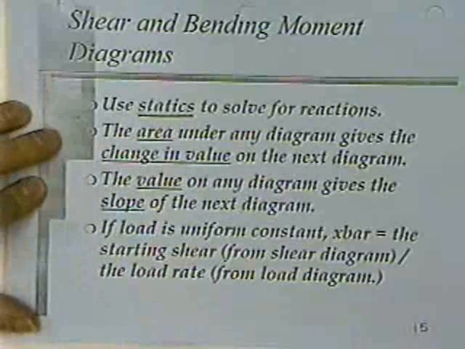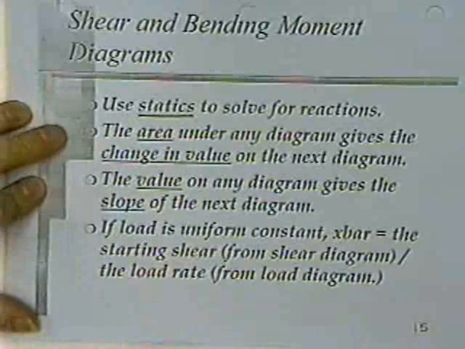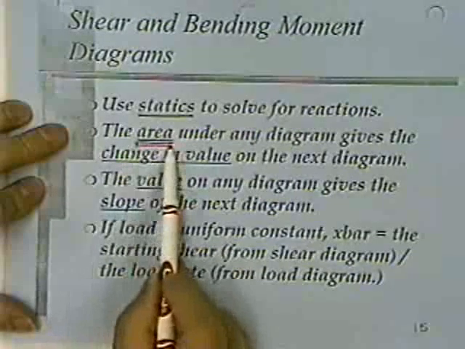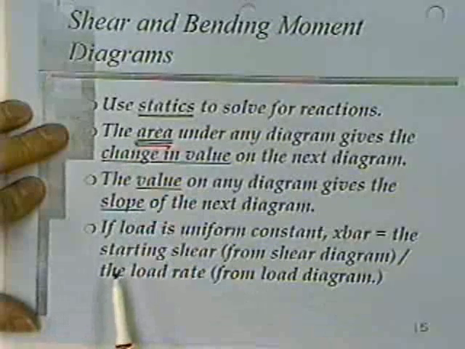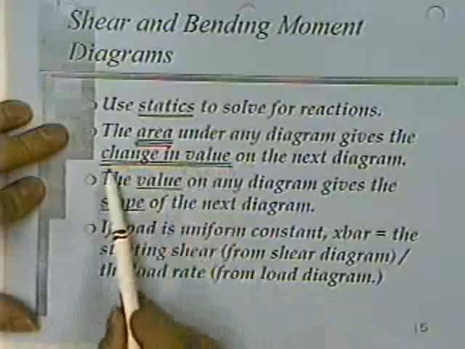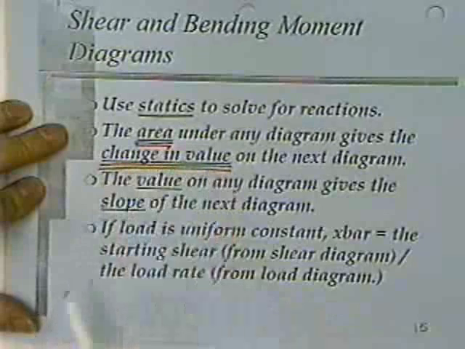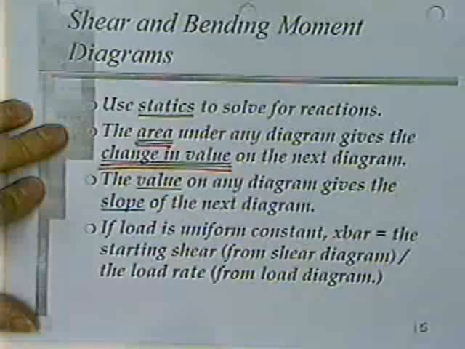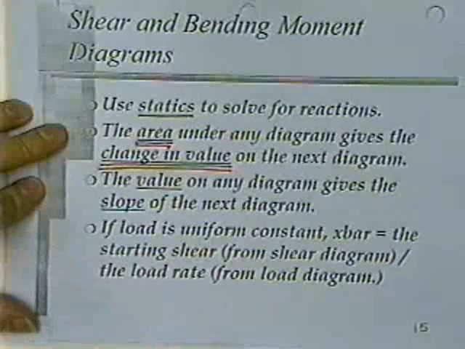Secondly, and we'll just go back to this slide, you'll find that any diagram you draw, if you can calculate how much area is underneath that diagram, it will predict for you, it will tell you how much the next diagram changes in its magnitude. So if I tell you that this diagram has an area of 6, then the next diagram is going to change the value by 6.